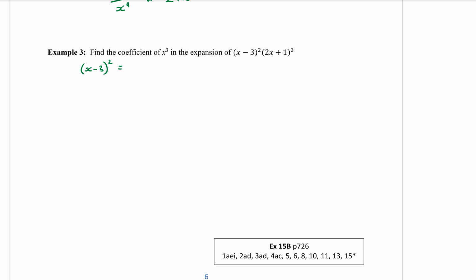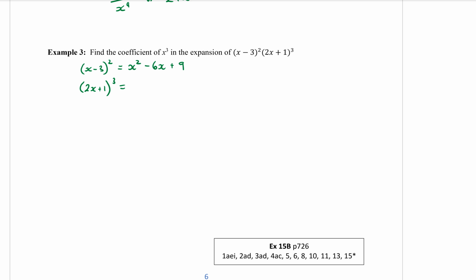x times x is x squared. Minus 3 times x doubled, we get minus 6x, and minus 3 squared makes a plus 9. I also want to expand (2x plus 1) to the power of 3, which we could do with our normal algebraic methods, but since we're doing binomial theorem, let's do that with binomial theorem, and it would be the fourth row of Pascal's triangle, which is the 1, 3, 3, 1 coefficients.